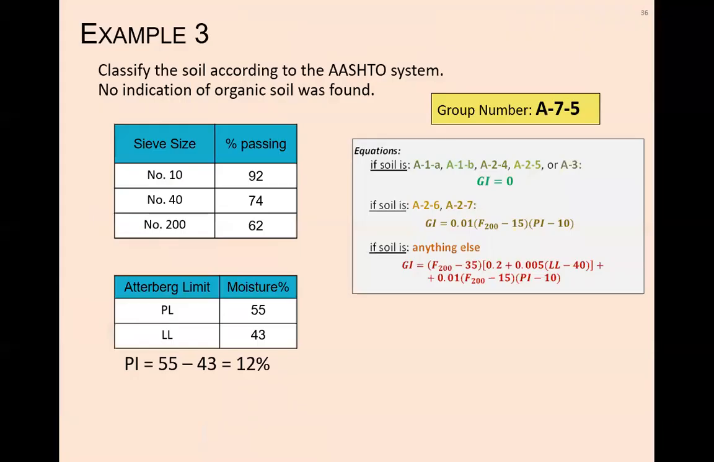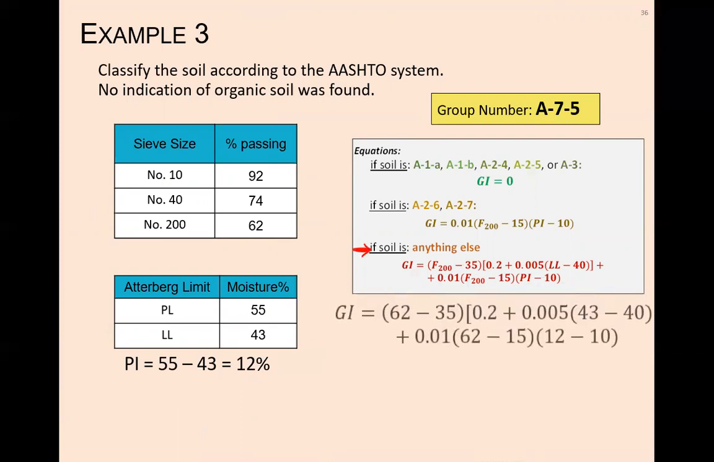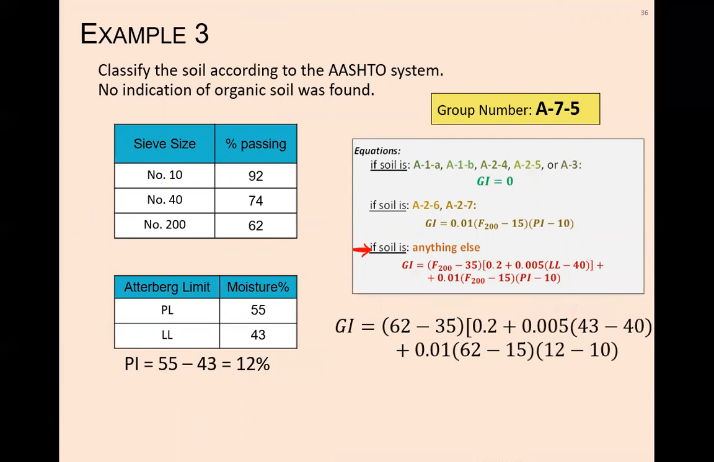Okay, so it is an A75. Can't forget the group index. So with an A75, it's going to be in this anything else category, so we have to calculate that all out. This is our F200, our liquid limit, and then our plasticity index is 12. So keep everything in decimal or percentage form. And we get a GI value of 6.7, which is about 7.